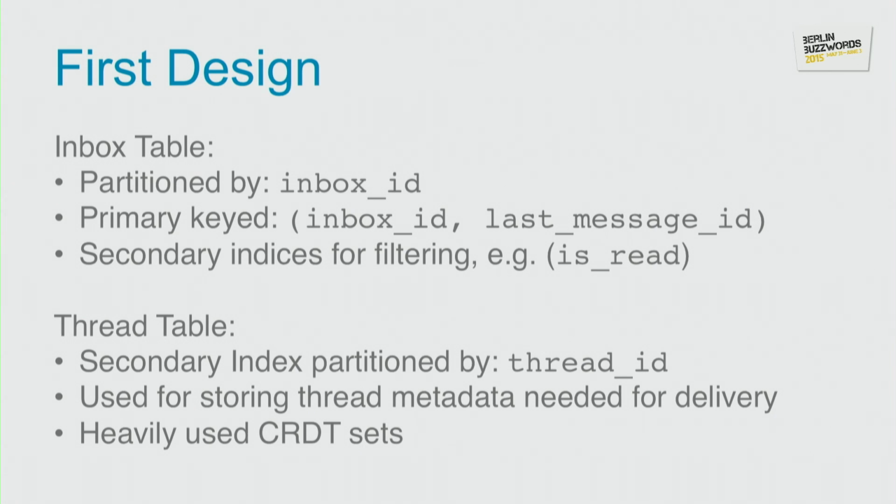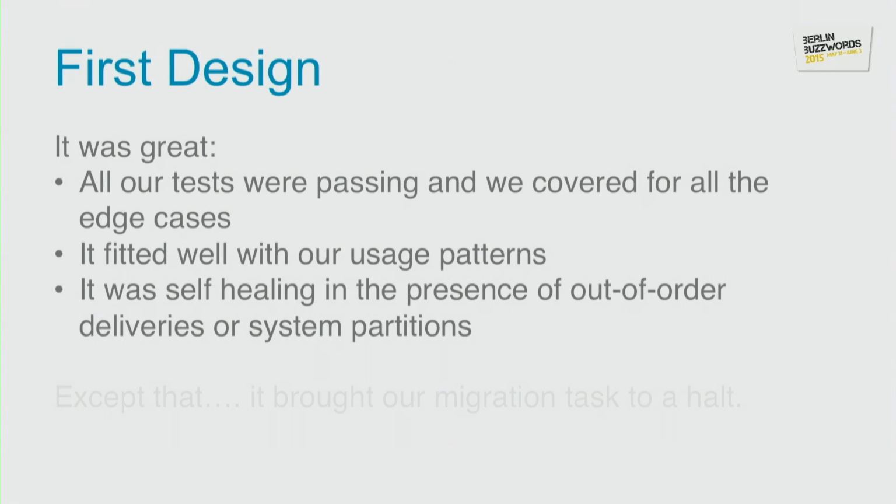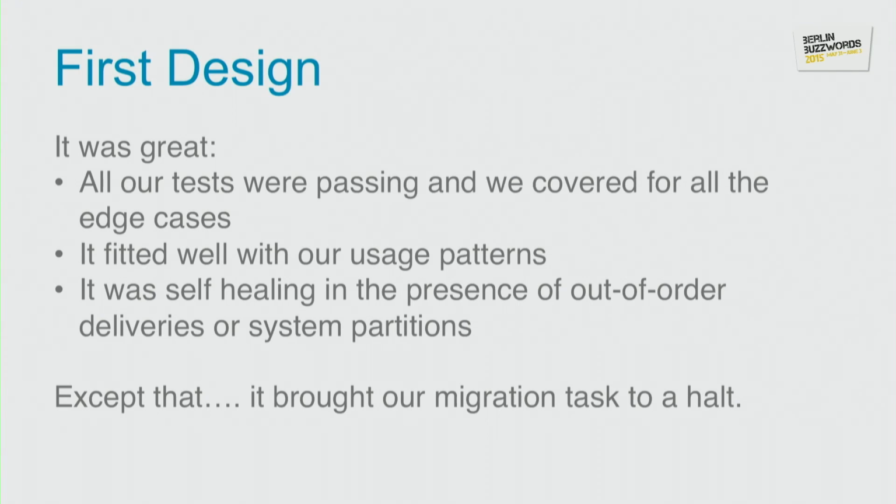And yeah, this was partitioned by thread ID, and it used the set CRDT, kind of an eventually consistent data structure provided by Cassandra, which was very convenient. So it was great. Tests were passing. It fitted perfectly with our usage patterns, and was self-healing in the presence of out-of-order deliveries or system partitions. It was also idempotent, more or less. Except that, it brought our migration task to a halt. It just wasn't working with our migration traffic.